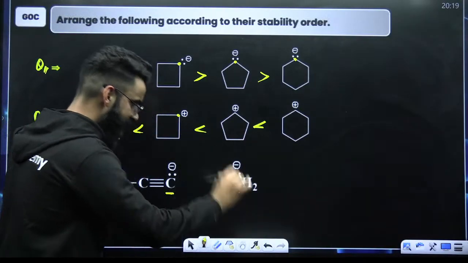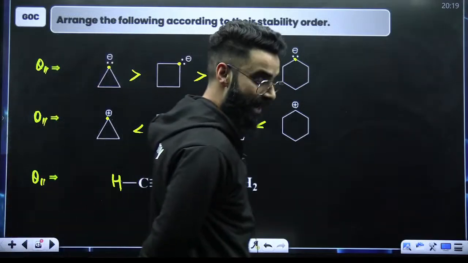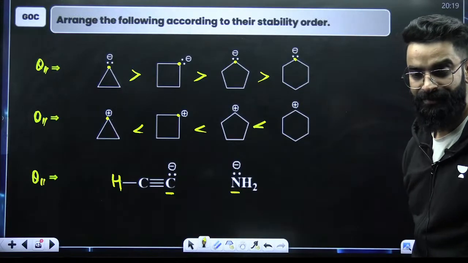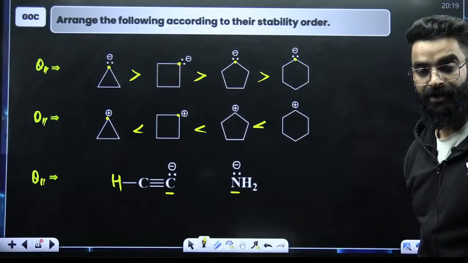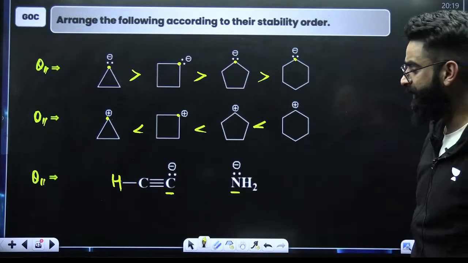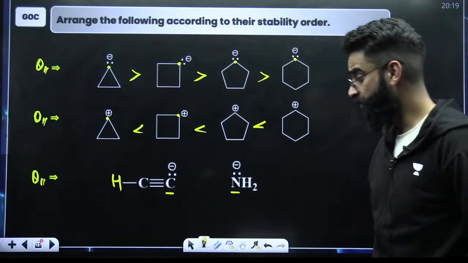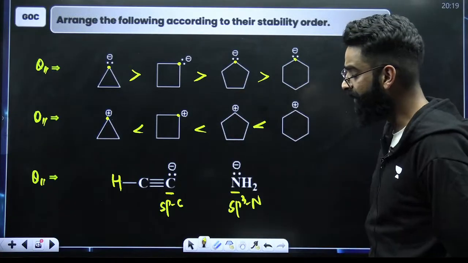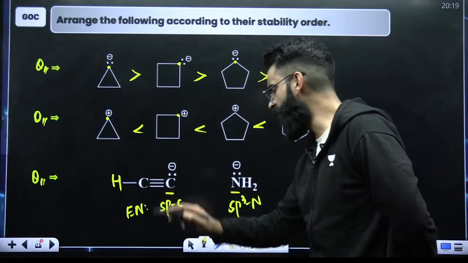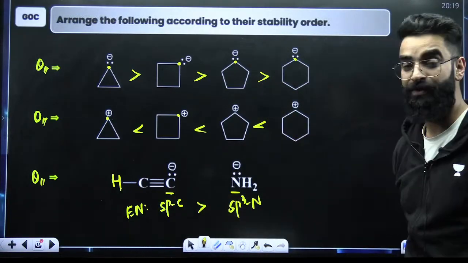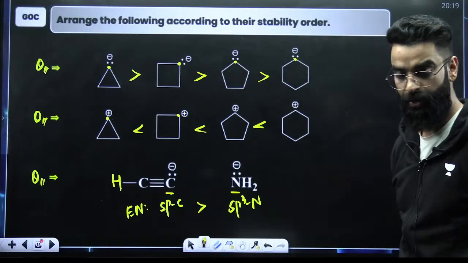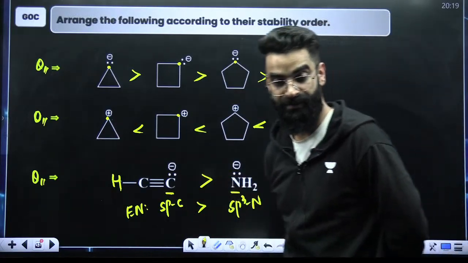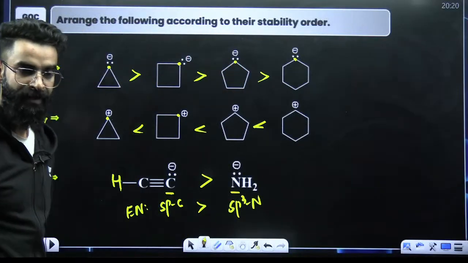Carbon carrying negative, nitrogen carrying negative. Both these elements belong to the same period. So you should be talking in terms of electronegativity. You know, negative charge is more stable on a more electronegative element. Now you must be thinking nitrogen is the more electronegative element here. But my dear students, if you look carefully, this is your sp hybridized carbon. This is your sp3 hybridized nitrogen. And remember, the electronegativity of sp hybridized carbon is more than that of sp3 hybridized nitrogen. So which one is more electronegative here? This carbon here is more electronegative, and negative charge is more stable on the more electronegative. Right? Perfectly clear?